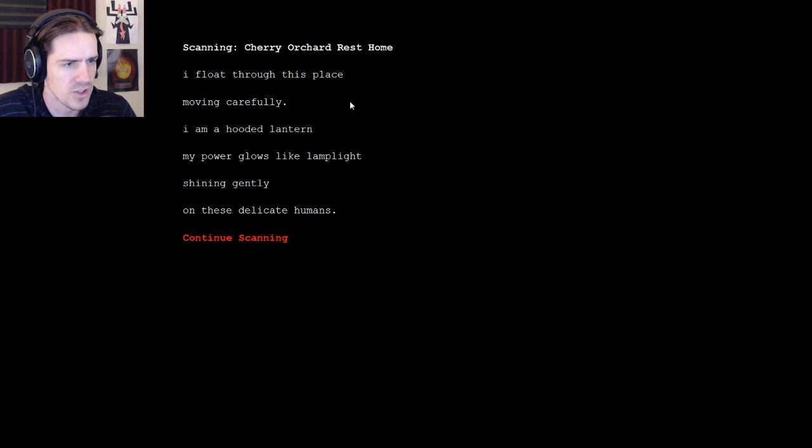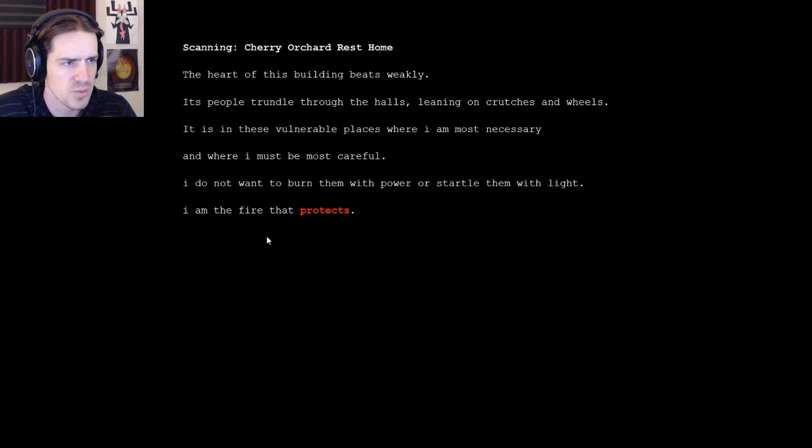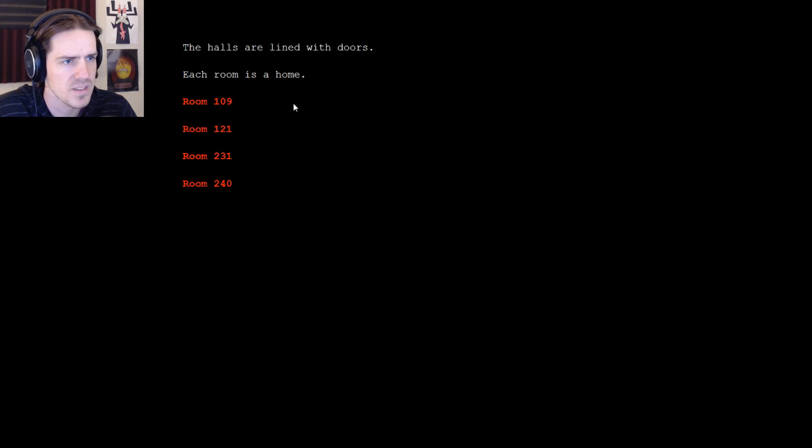I am a hooded lantern. My power glows like lamplight, shining gently on these delicate humans. The heart of this building beats weakly. Its people trundle through the halls, leaning on crutches and wheels. It is in these vulnerable places where I am most necessary, and where I must be most careful. I do not want to burn them with power or startle them with light. I am the fire that protects.